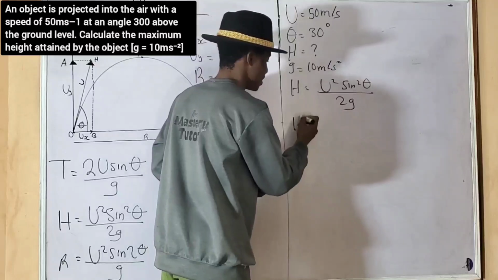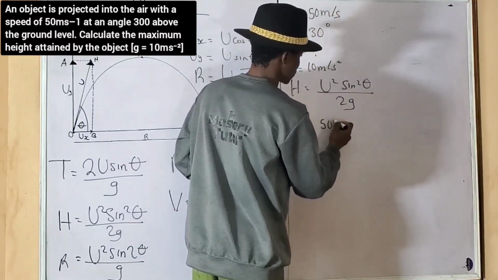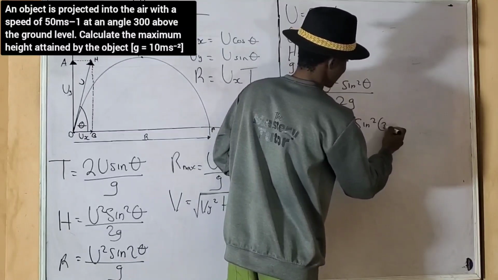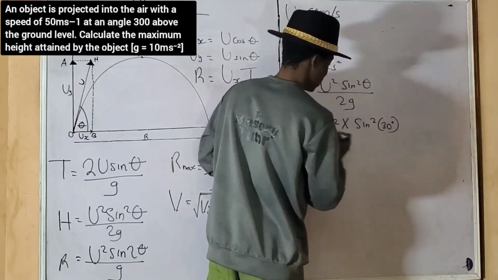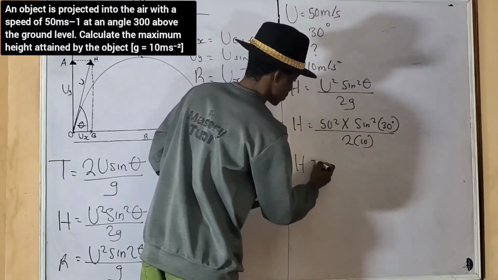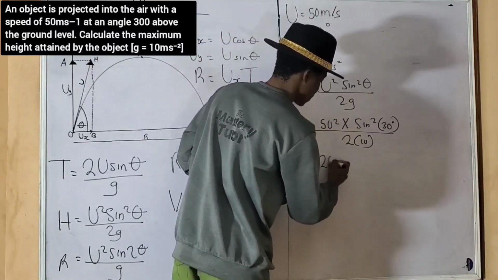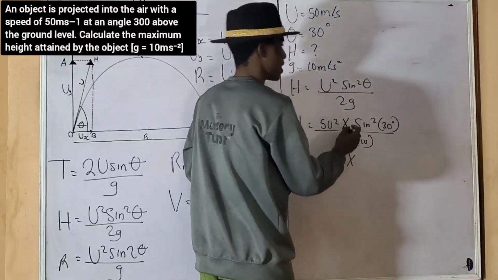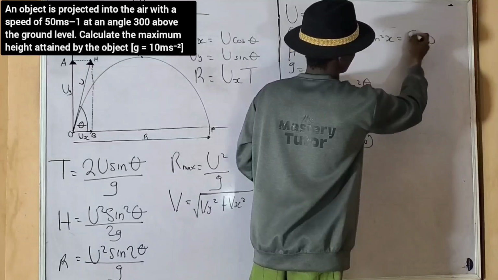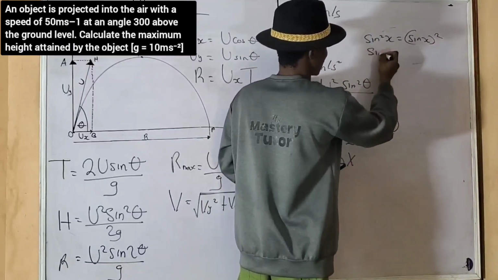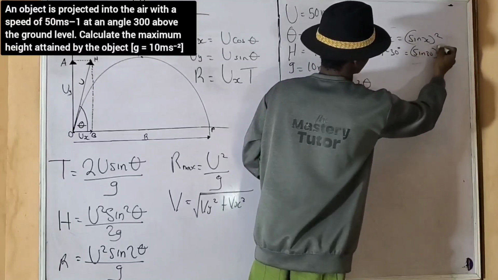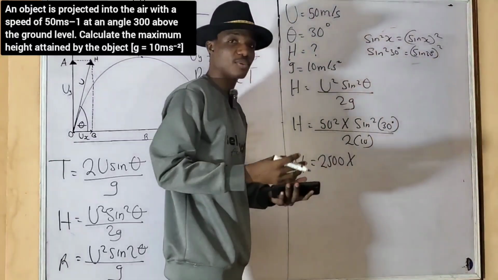So we are going to have h equals 50 squared multiplied by sine squared 30, all over 2 multiplied by 10. So I'm going to have h equals 50 squared, which is 2500, multiplied by, now listen to me, sine squared x is equal to sine x raised to the power of 2. So that means sine squared 30 degrees equals sine 30 raised to the power of 2. Are you following?